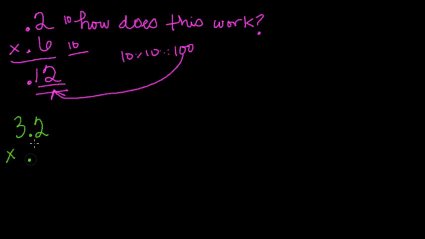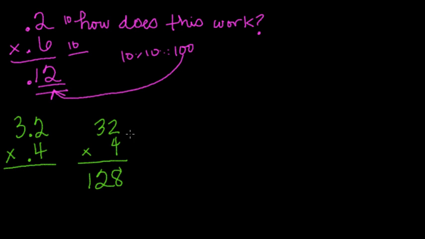Let's look at this one. 3 and 2/10 times 4/10. Let's start here. We're going to multiply it just like it's 32 times 4. Pretend the decimal's not there. 4 times 2 is 8, and 4 times 3 is 12. Now let's put the decimals back in, and we know that one's the tenths place, and that one's the tenths place. So I automatically know 10 times 10 is 100. So my answer is going to be in the hundredths place, which is 1 and 28 hundredths.